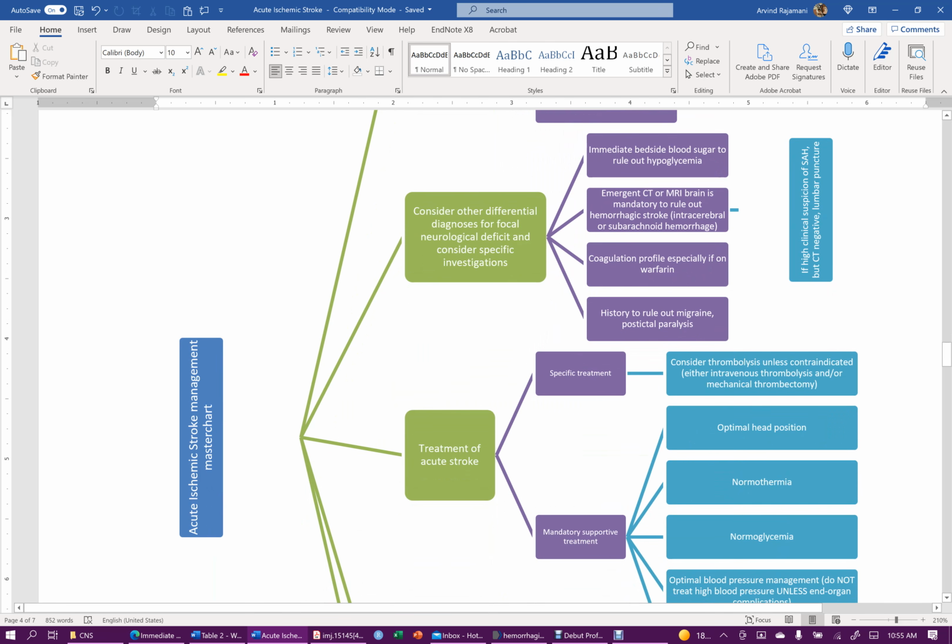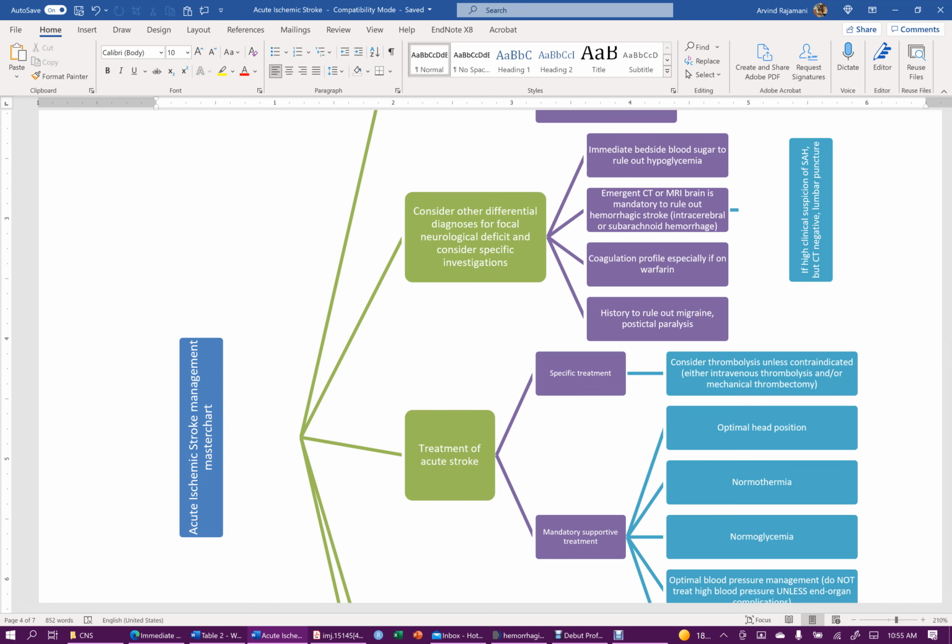Then the differential diagnosis initially, when you have someone with a focal neurological deficit, make sure you rule out hypoglycemia. Obviously, you can't do anything at all without neuroimaging, so you'll have to do an emergent CT scan of the brain or an MRI scan of the brain, and nowadays you do a CT stroke protocol as part of it, and a CT angiogram. And then the ancillary history, you'll have to get a coagulation profile, consider some of the differentials such as migraine or postictal, etc. Okay. Now, subarachnoid hemorrhage obviously can present with a focal neurological deficit.